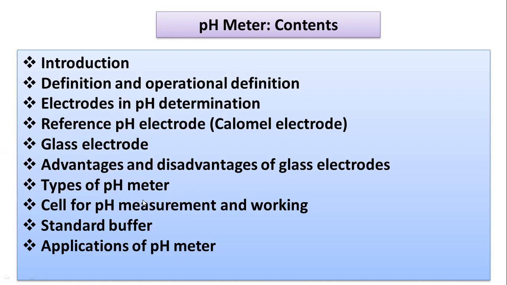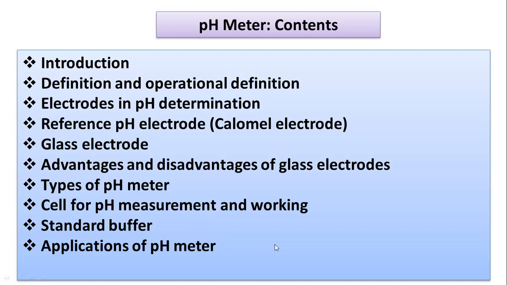There are various pH meters, and depending on that, we are going to discuss two types of pH meter in this session. Then the cell for pH measurement and its working. So how the cell is used in a pH meter and what the working of that cell is in pH measurement, that we are also going to discuss. Then there are different types of standard buffers that are utilized to standardize the pH meter as well as to measure the pH of these particular buffer solutions. And finally, we'll end the chapter with the applications of pH meter.